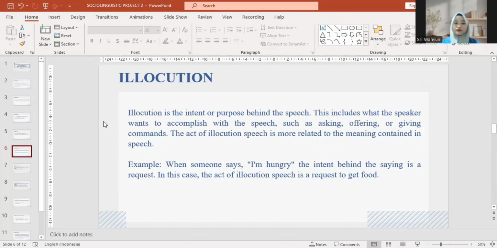Next is elocution. The definition of elocution is the intent or purpose behind the speech. This includes what the speaker wants to accomplish with the speech, such as asking, offering, or giving comments. The act of elocutionary speech is more related to the meaning contained in speech. For example, when someone says, "I'm hungry," the intent behind the saying is a request. In this case, the elocutionary act is a request to get food.